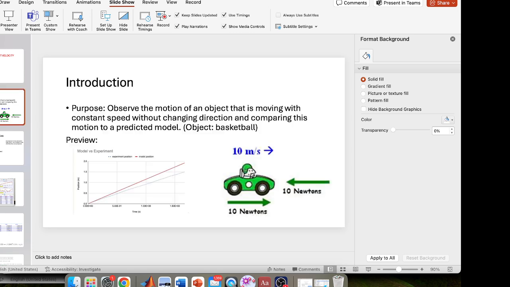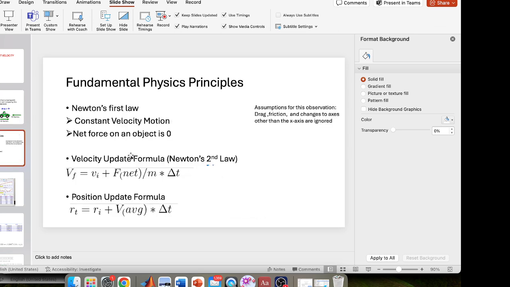For the introduction, the purpose of this experiment is to observe the motion of an object that is moving with constant speed without changing direction, and to compare this motion to a predicted computational motion. The object I chose was a basketball, and this is the preview of the experiment, with a blue dotted line representing the experimental position and the solid red line the model position.